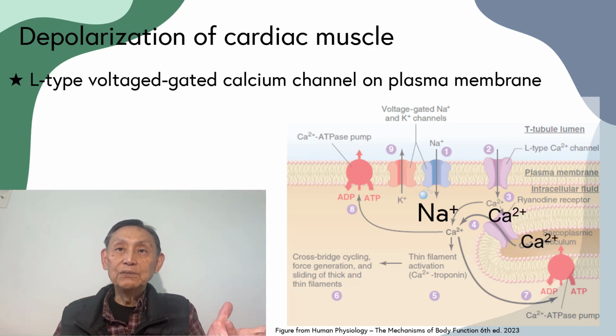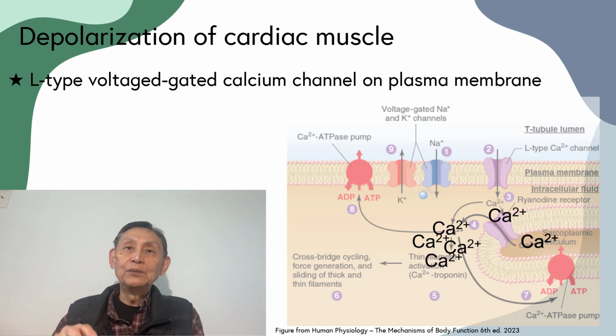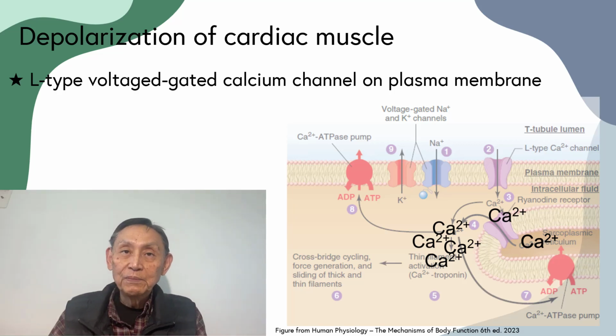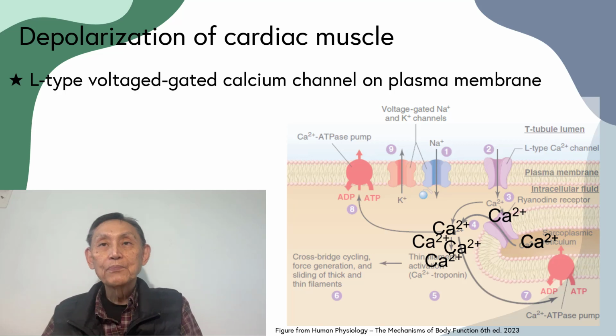And so calcium is released from the sarcoplasmic reticulum, and calcium will bind to troponin on the thin filaments, and then remove the tropomyosin, and the cross bridge can form, so the muscle can contract.